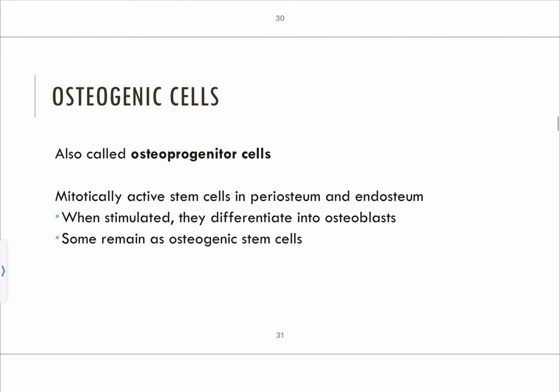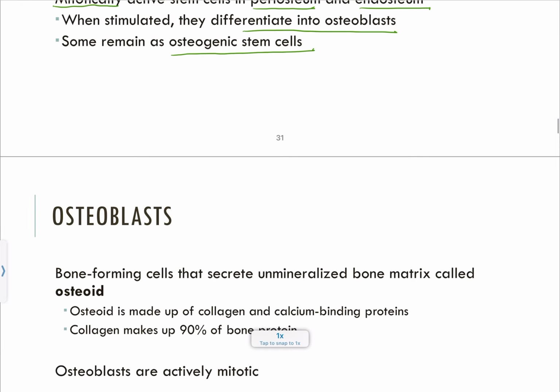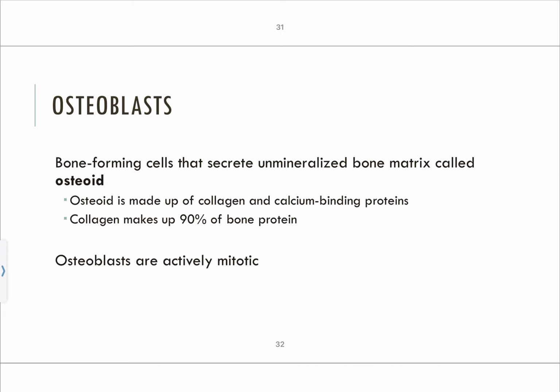So let's start with osteogenic cells. They're also called osteoprogenitor cells. So they're basically your bone stem cells. And when we talked about the two membranes that are found within bone, this was the cell that we could find in each one of those membranes. It is mitotically active, one of two cells that is, meaning that it can undergo division. And when it does, some of the cells do stay as osteogenic stem cells, but others can differentiate into what are called osteoblasts. So that's going to move us to our second type of cell, which are osteoblasts.